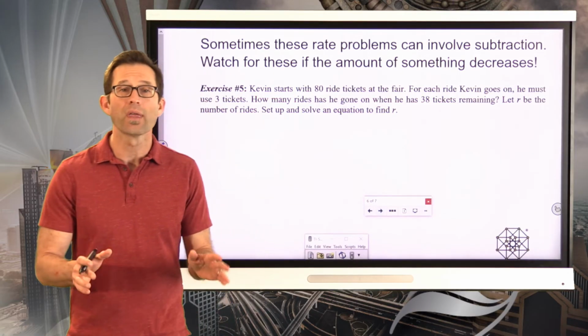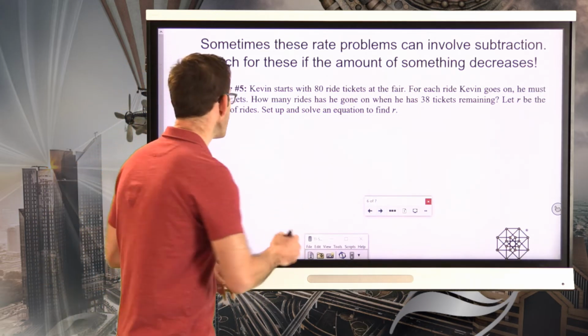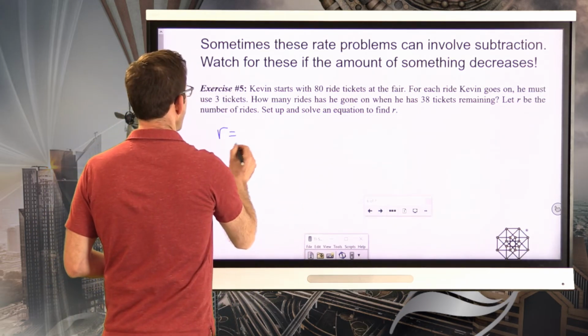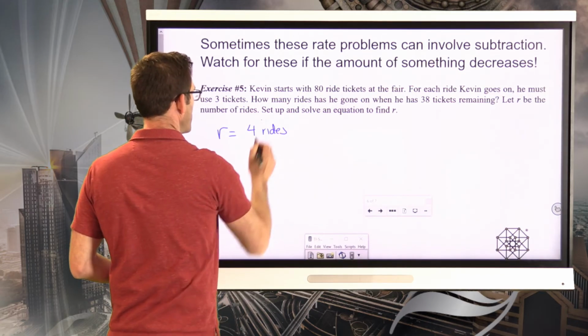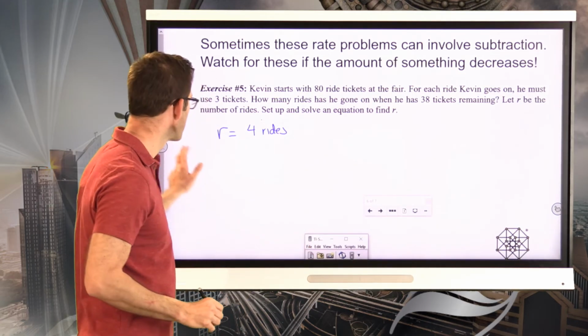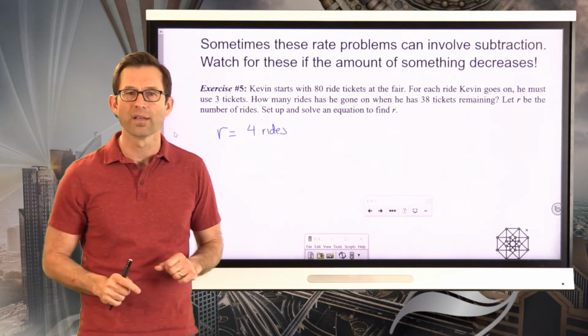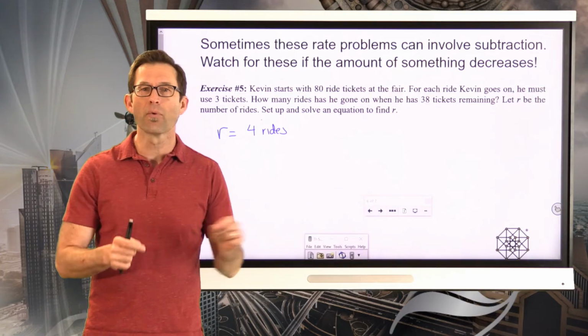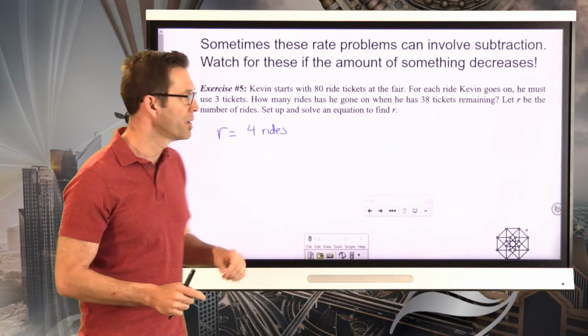All right, so again, before we even set up the equation, just for a second, let's say that Kevin went on 4 rides. That's not the answer to this problem, but let's say he went on 4 rides. How would you figure out the number of tickets he's got left? Well, you would probably do something like this.